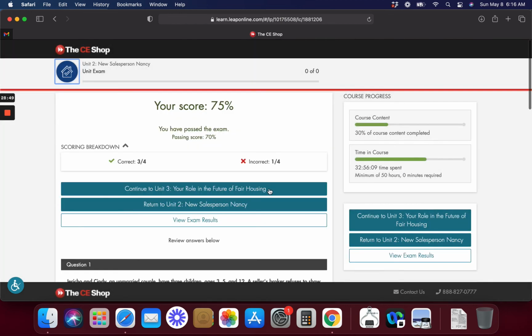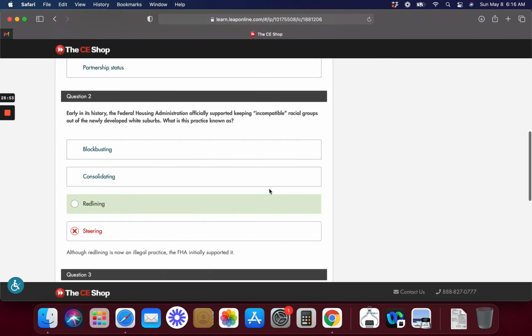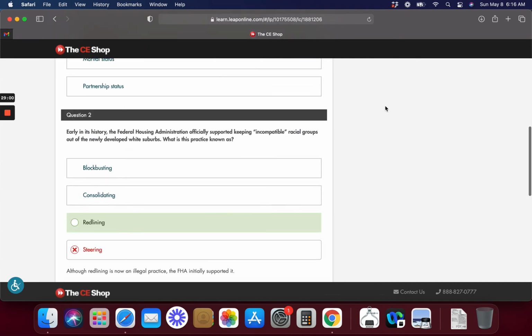All right, so we passed this. We got one wrong. Let's look at the wrong one. Okay, so this was redlining. We had 2 redlining questions here. Supporting incompatible racial groups out of newly developed white suburbs is redlining.